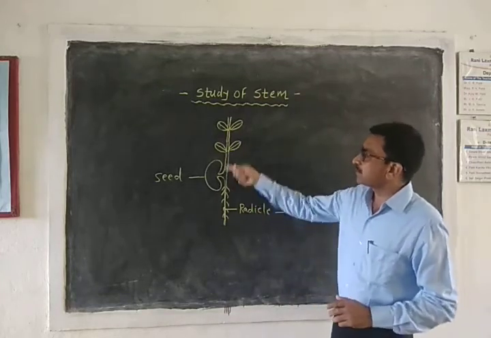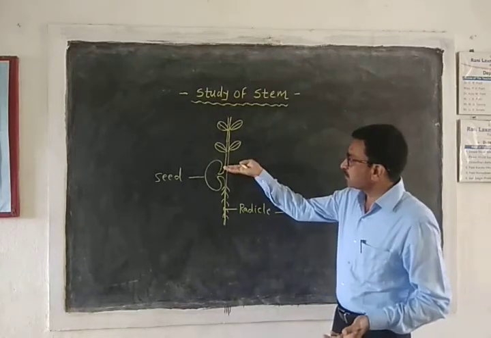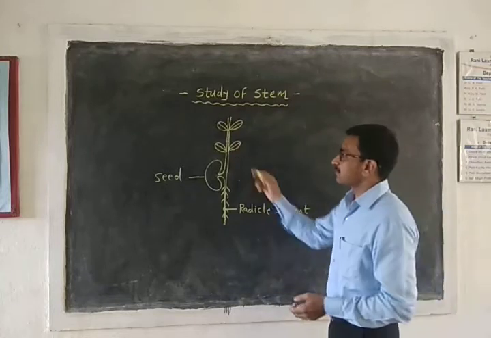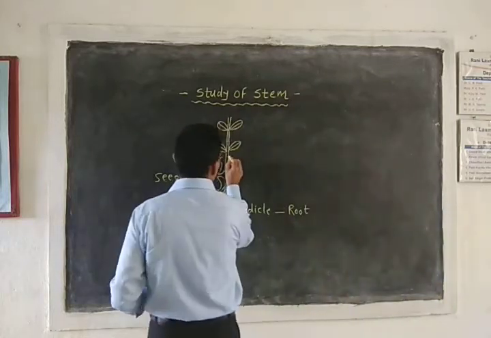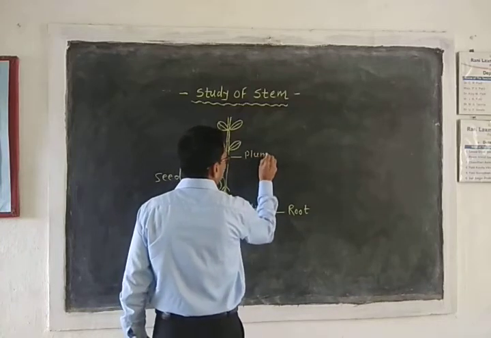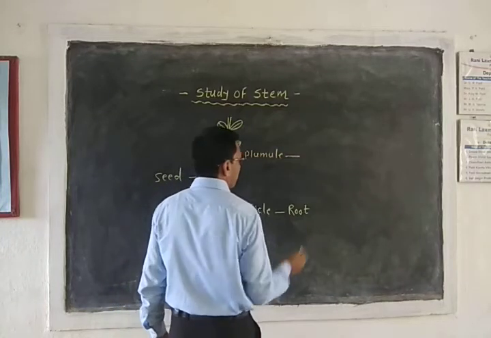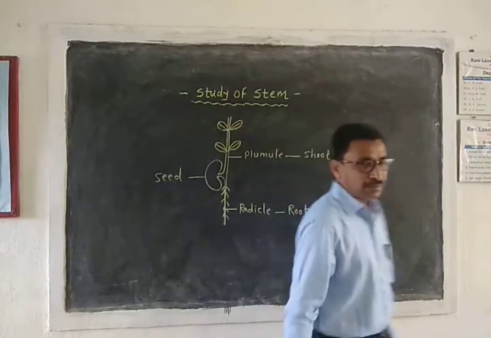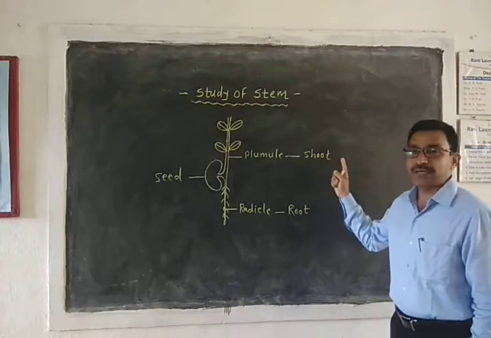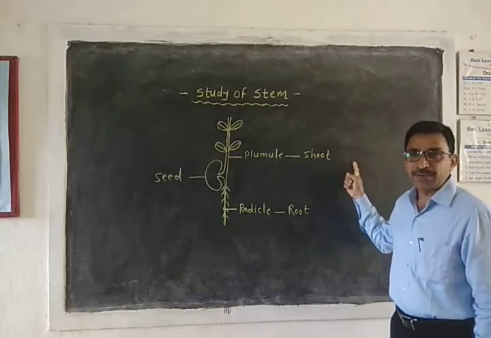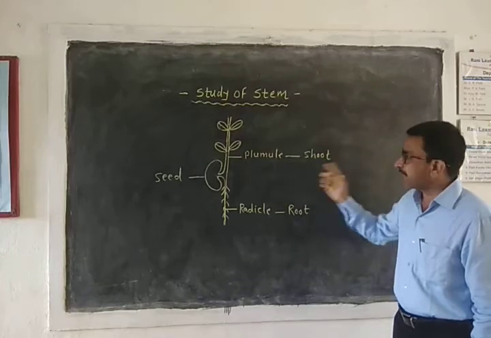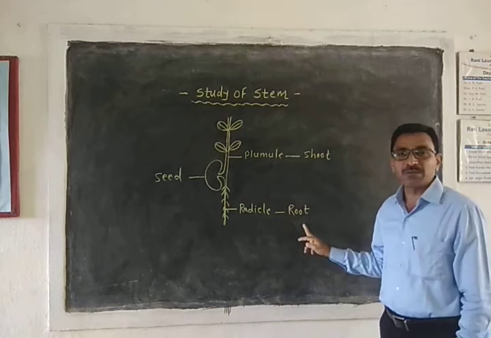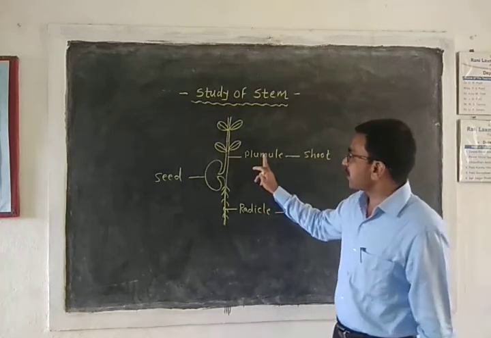And another part which grows towards the sunlight, the ascending part, is called plumule. And from that plumule shoot is formed. The shoot bears stem, leaves, inflorescence, flowers and fruits. The aerial part of the plant body is called the shoot. The underground part of the plant body is called the root. In this way, stem is formed.